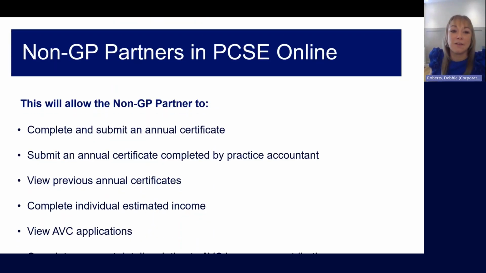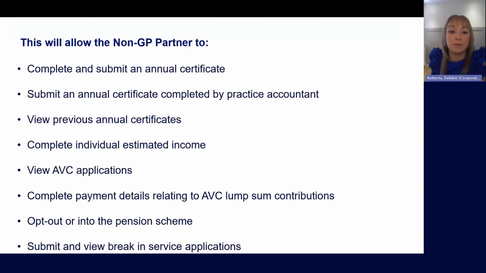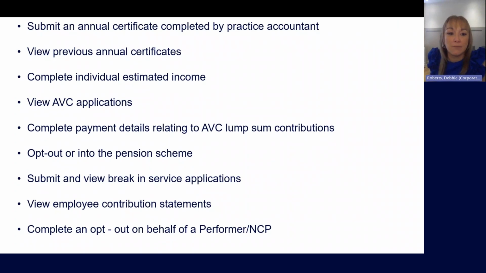Now, once you have assigned the non-GP partner their role in PCSE Online, they'll then be able to complete and submit annual certificates. They'll be able to submit an annual certificate completed by a practice accountant. They'll be able to view previous annual certificates, complete individual estimated income, view ABC applications, complete payment details relating to ABC lump sum contributions. They'll be able to opt out or opt into the pension scheme, and they'll be able to submit and view break-in service applications. They'll also be able to view employee contribution statements and complete an opt-out on behalf of a performer/NCP.